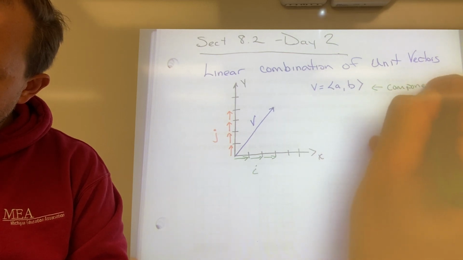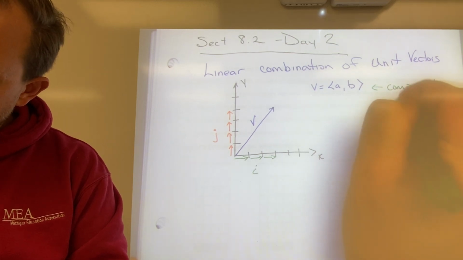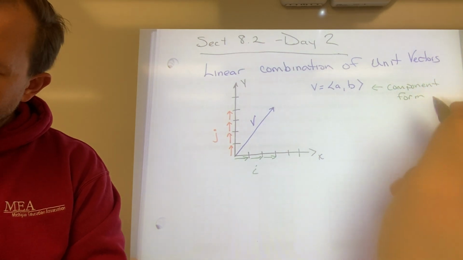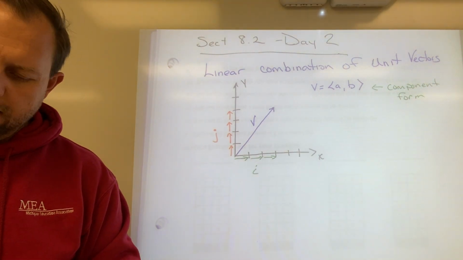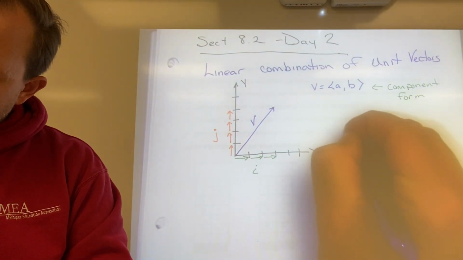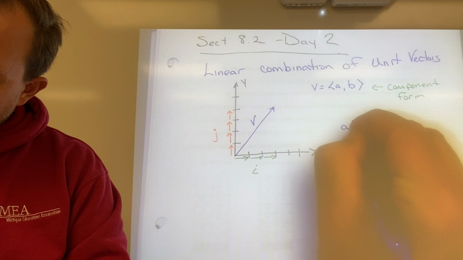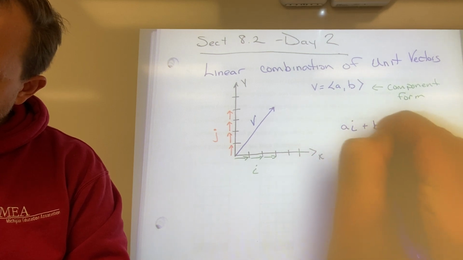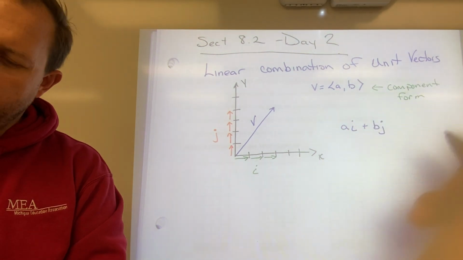Okay? And of course, we're showing it here in component form. If we want to show it as a linear combination, it is AI plus B times J.